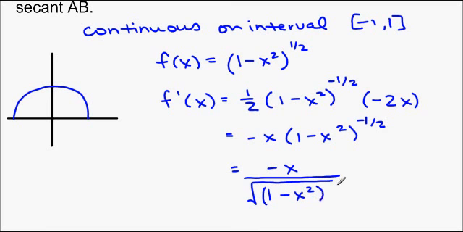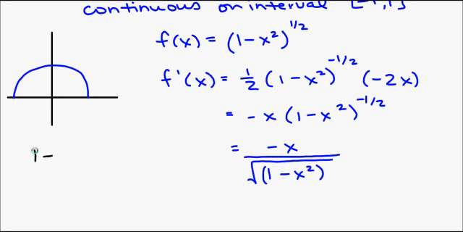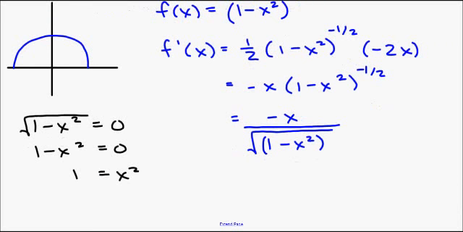Okay, so again, this isn't going to exist when the denominator equals 0. So when the square root of 1 minus x squared equals 0, but if you square both sides, you get the same thing. So 1 equals x squared, and x equals plus or minus 1. So this does not exist when x is plus or minus 1. So you cannot differentiate at plus or minus 1.